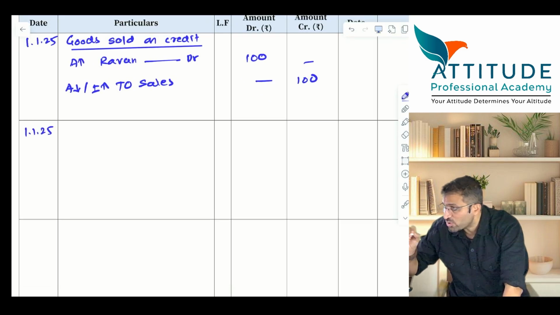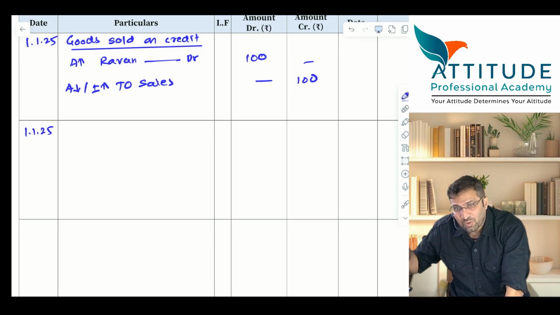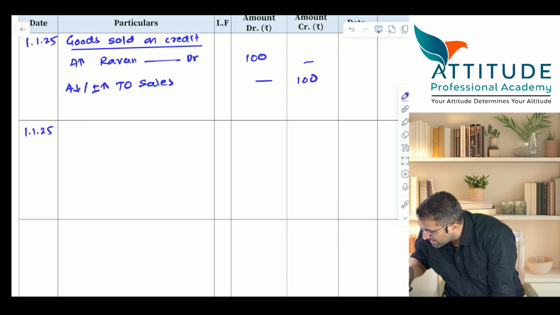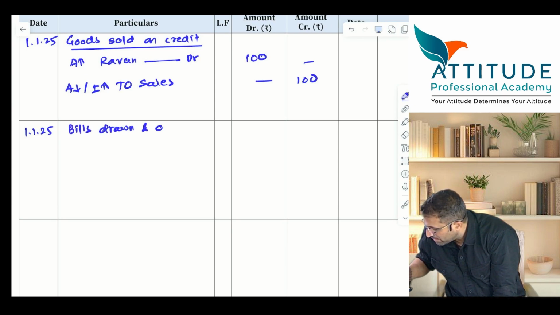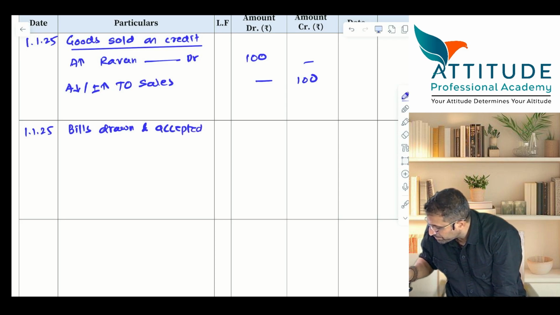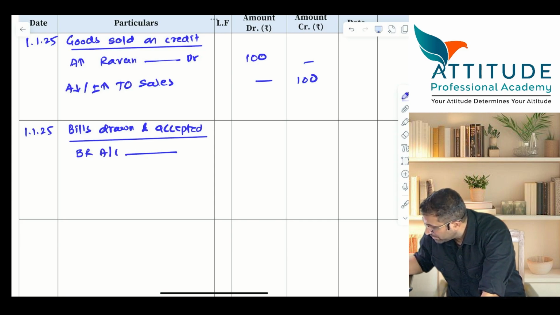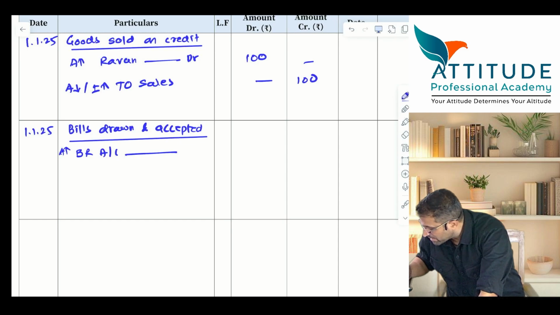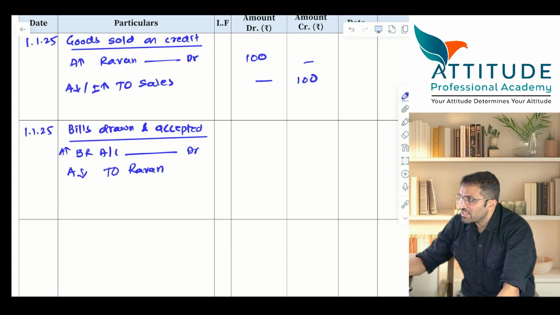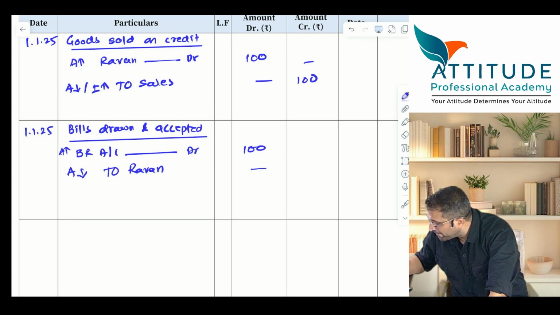Second, bill is drawn. Before discounting with the bank, it has to be drawn by Ram and accepted by Ravan. So bills drawn and accepted. Entry: bills receivable account, asset increases. Bills receivable account debit to Ravan, asset reduces. So now Ravan is getting converted into bills receivable. 100, 100.